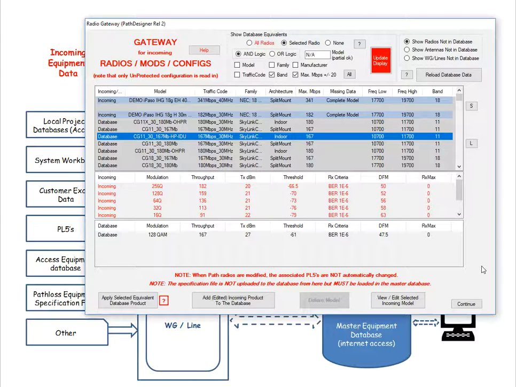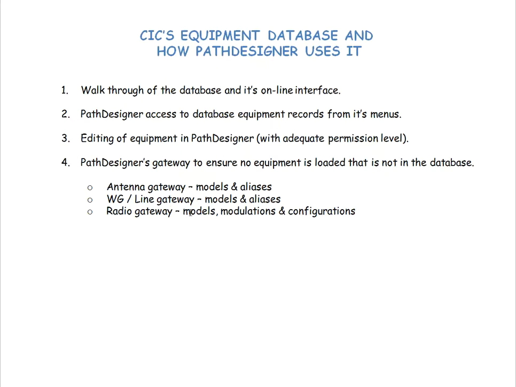So that's a, I guess, long-winded but fairly quick walkthrough of the gateway and essentially the 4 steps I wanted to show you of the equipment database and how Path Designer uses it.